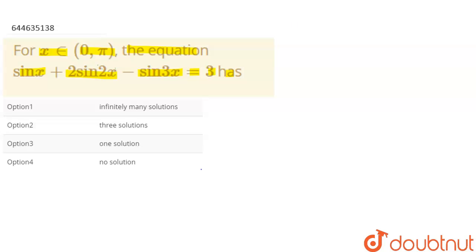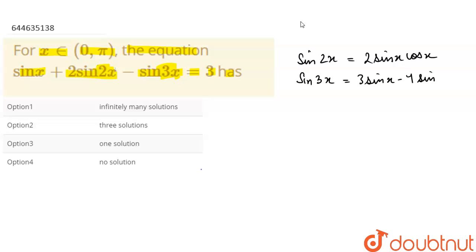So here we can see we have sin 2x, right? And here we have sin 3x. Okay, so let's recall the formula. We know that the value of sin 2x is 2 sin x cos x, right? This is a standard result. And for sin 3x, what we have is 3 sin x minus 4 sin cube x, right?